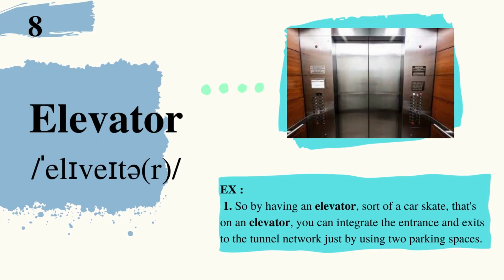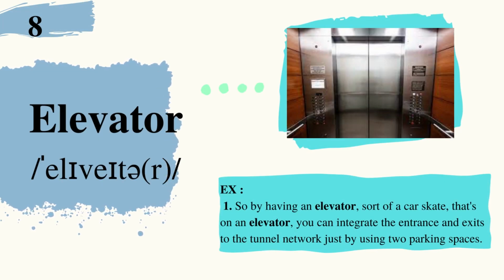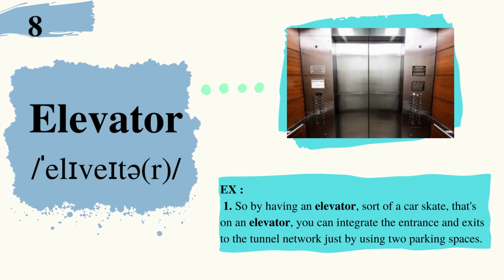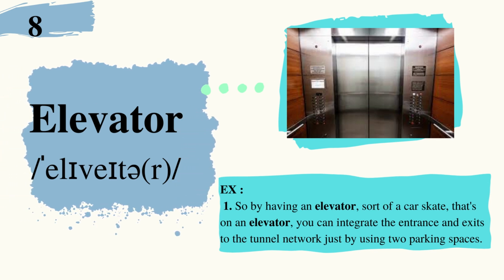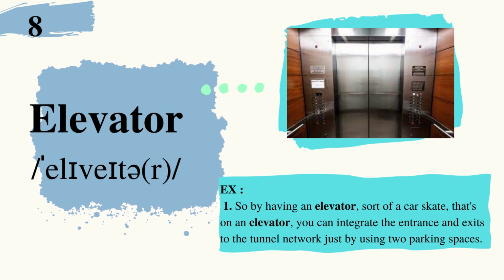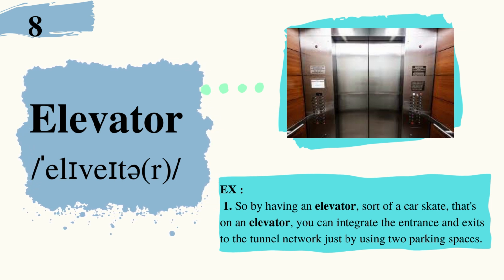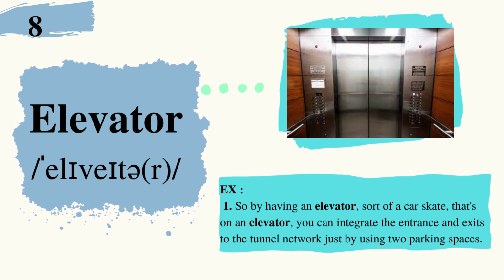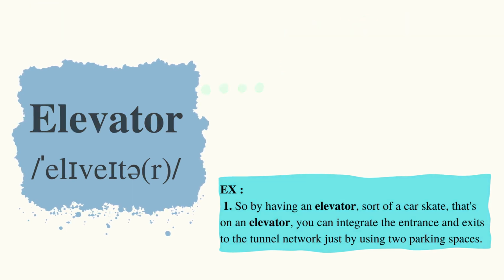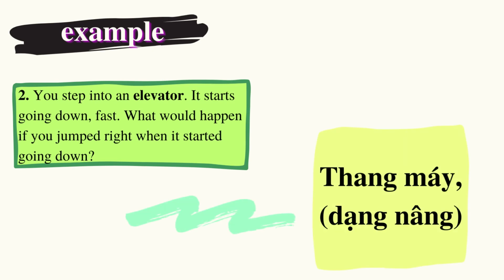8. Elevator. Elevator. Example. So, by having an elevator, sort of a car skate that's on an elevator, you can integrate the entrance and exits to the tunnel network just by using 2 parking spaces. When you step into an elevator, it starts going down fast. What would happen if you jumped right when it started going down?